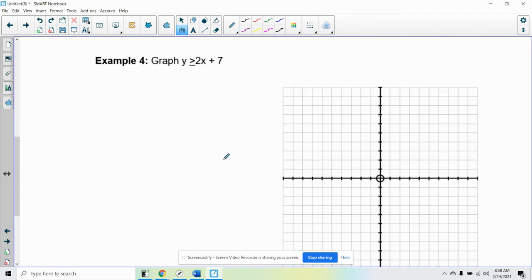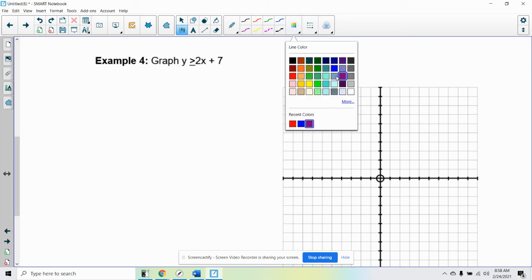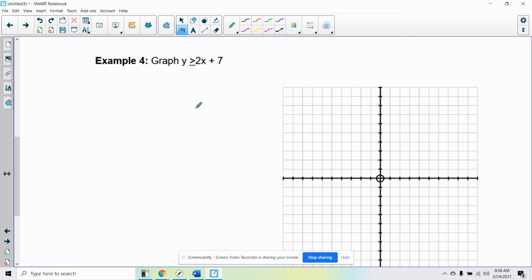Okay, example 4 works the same way, except this is just written in y equals mx plus b form now. So I'll start by graphing it. So this is my m. This is my y-intercept. So I'll start at 0, 7. 1, 2, 3, 4, 5, 6, 7. From there, I'm going to go up 2 over 1. Boom, boom, boom. Oh, up 2 over 1. Those are my 2 points. I'm going to connect them with a solid line because it's greater than or equal to.